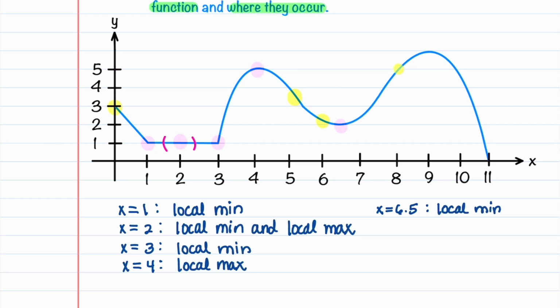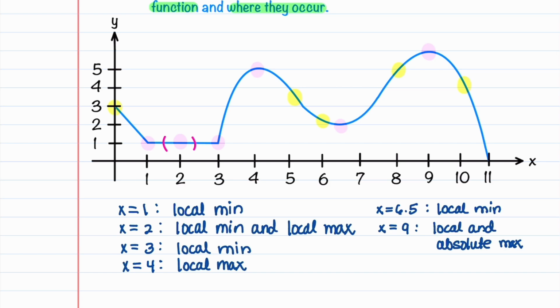When x is 8, we don't have a local or an absolute max or min. But when x is equal to 9, we have a local max, and then that point is the highest point in our graph, so we also have what's called an absolute max. So we'll write down at x is equal to 9, we have a local and absolute max. Hang with me, we have 2 more points to go. When x is 10, we don't have a max or a min.